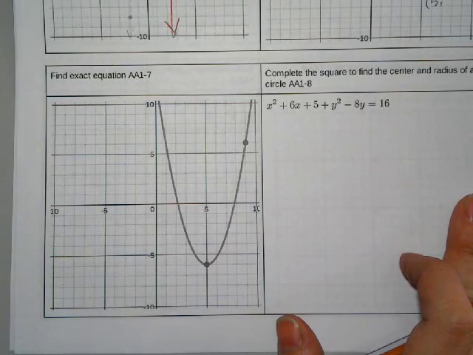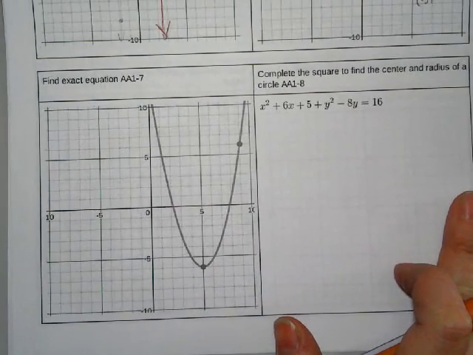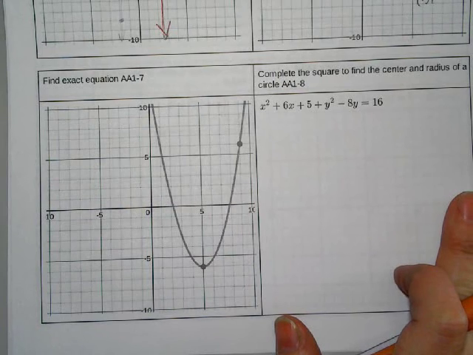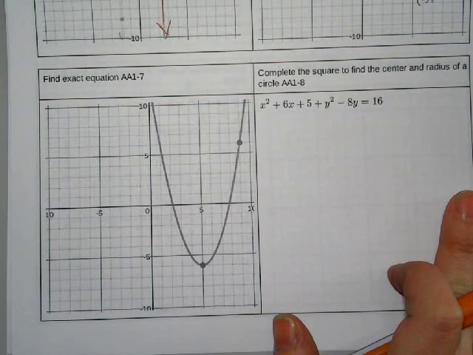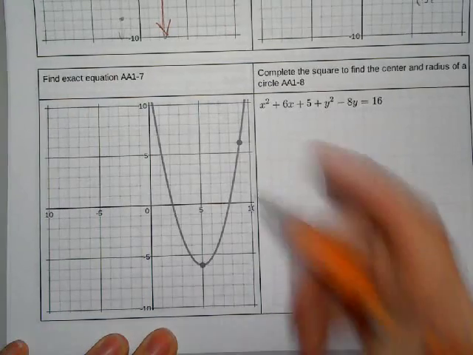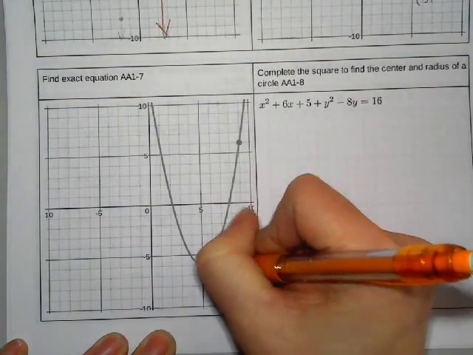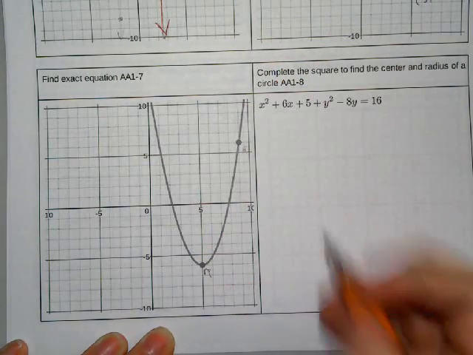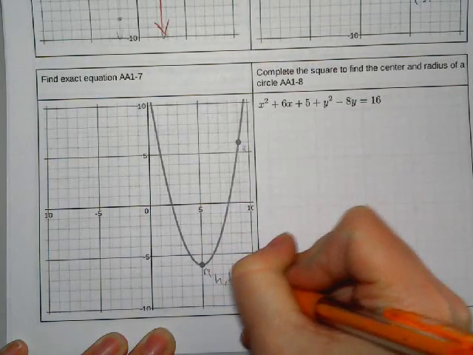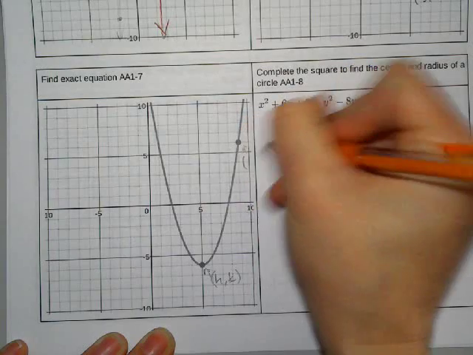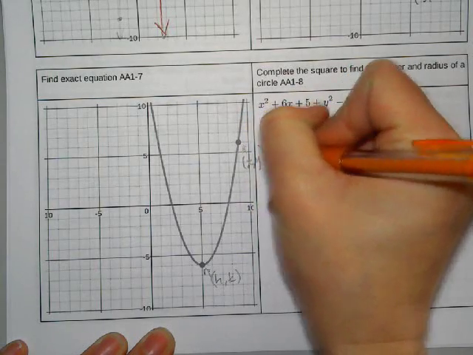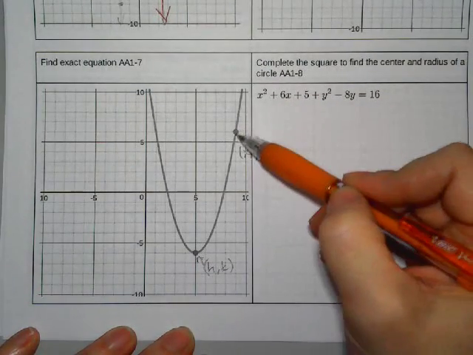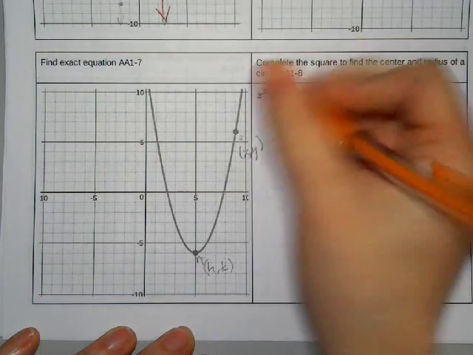Okay, so on the next one, finding the exact equation, this was from worksheet AA1-7. You're either given a graph like this, or you will be told the locator point, which in this case is your vertex, and the passing through point, which is that one. We use these 2 points to plug in our HK and our passing through point, which we use as XY. So this point up here, our passing through point is the point 9, 6, and our HK is 5, -6.